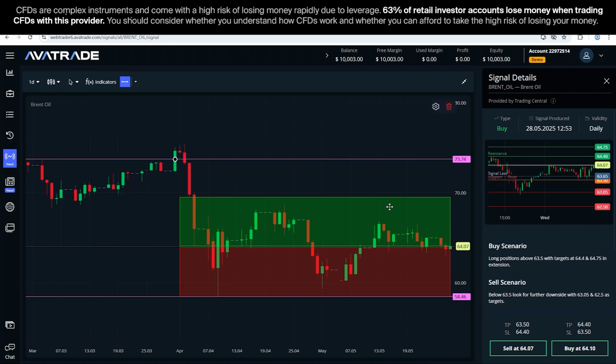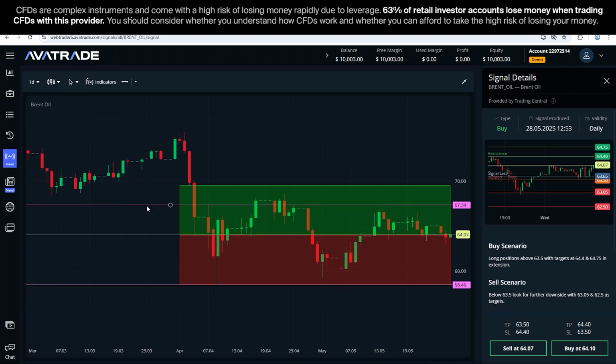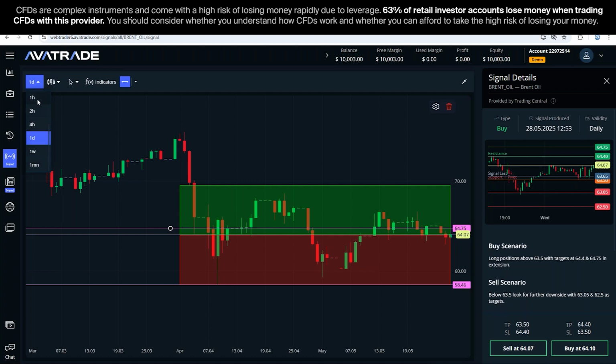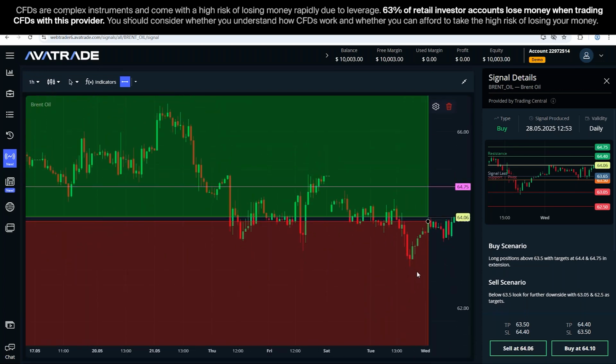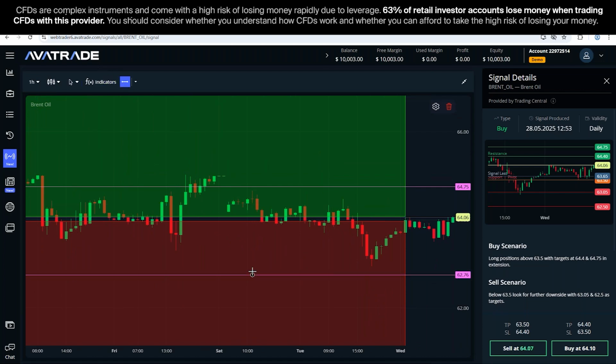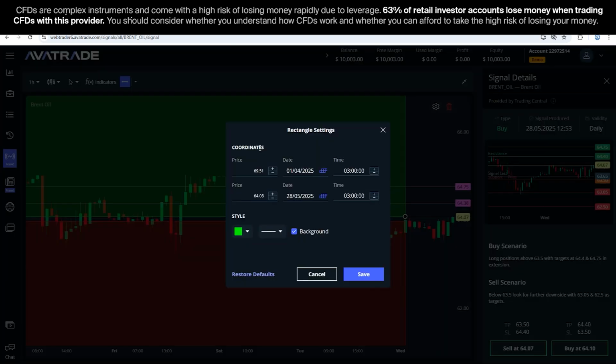Now, I can match the levels to the levels that are here. So we've got 64.75, which is in here. And we can switch to 1 hour to see the levels a bit easier. And there we are. And we've got another one at 64.40, which is here, almost.